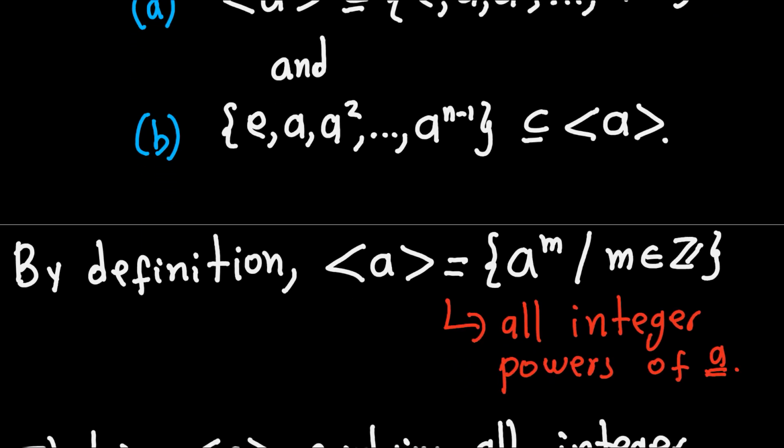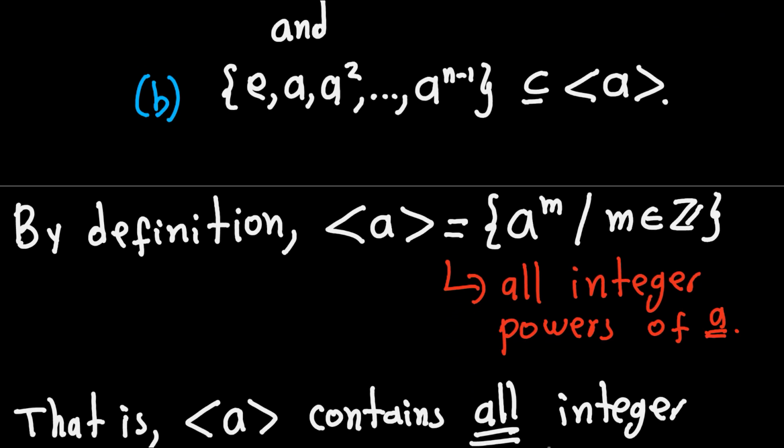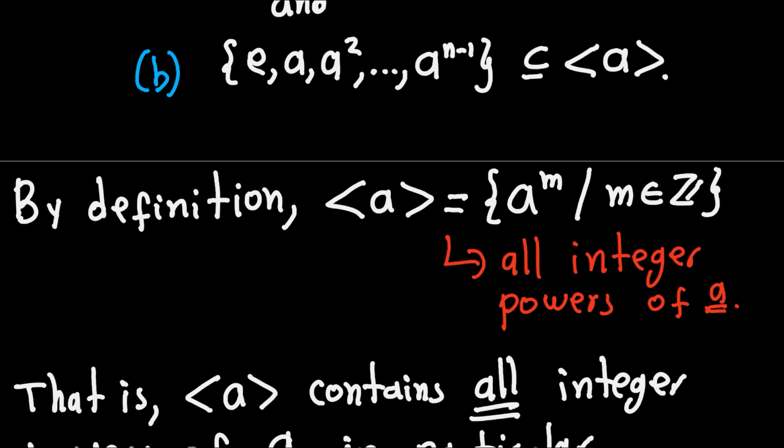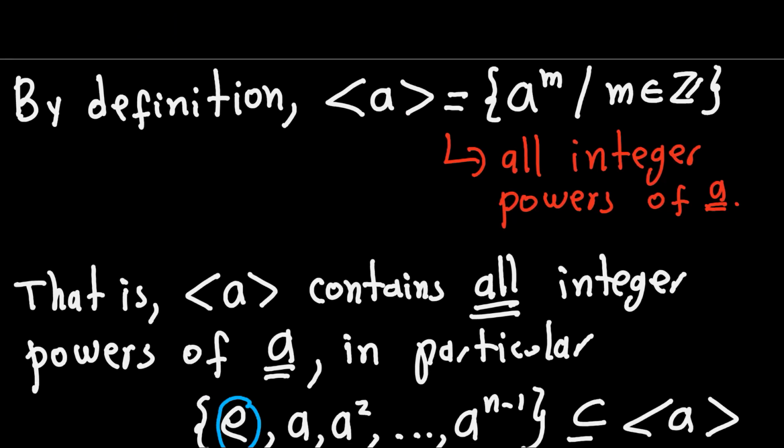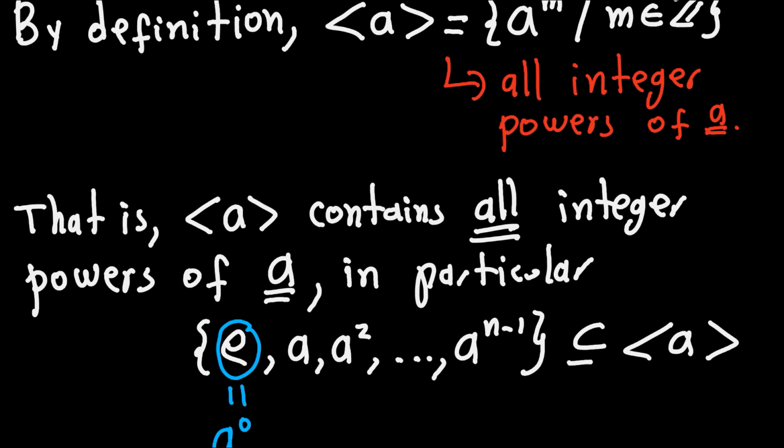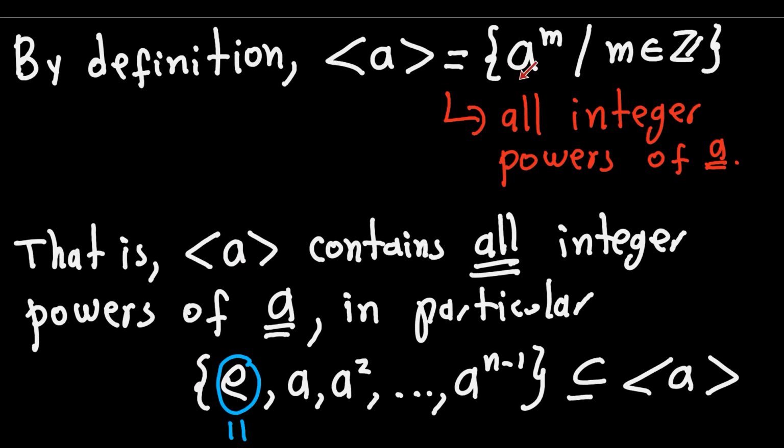But before that, let's again look at the definition of what this collection is. By definition, these are all the integer powers of the element A. This is the formal definition of this set. And we have proved already that it is a subgroup of the group, so it is a group itself. I'm emphasizing that here: it contains all the integer powers of A, because that's exactly the definition.